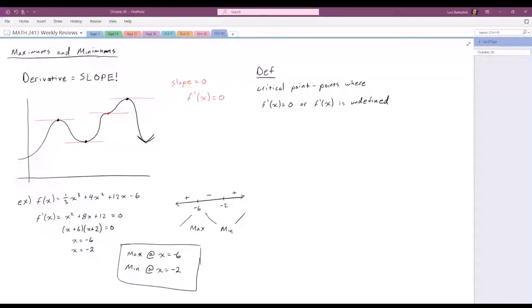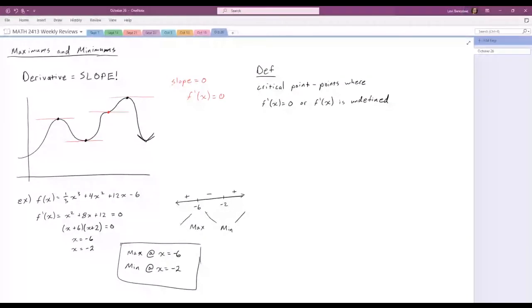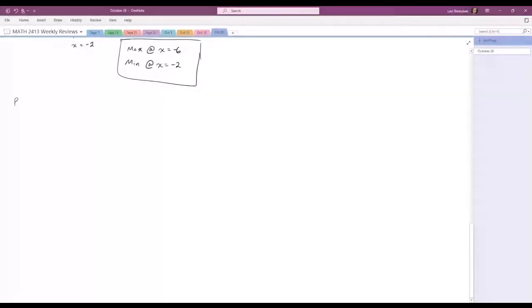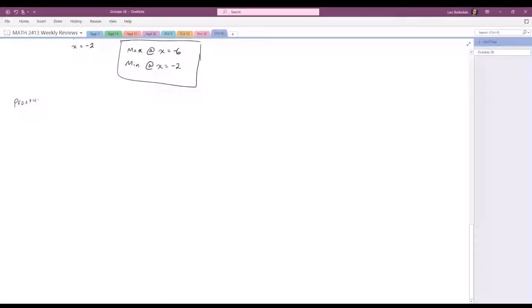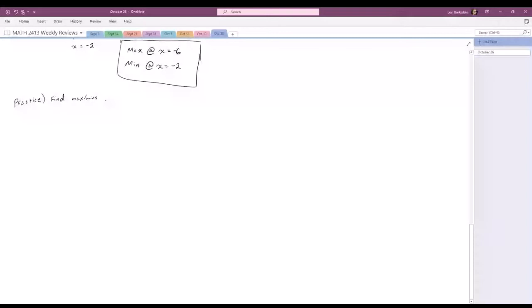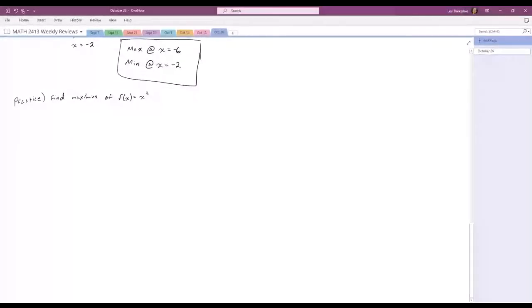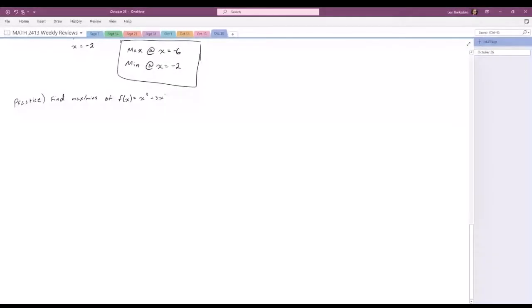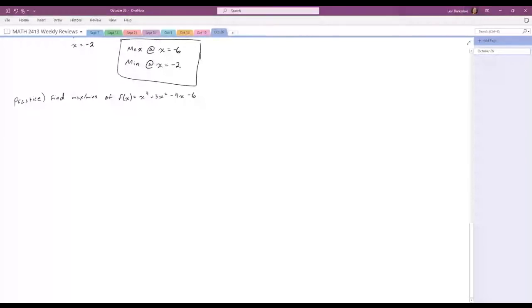In that case, let's go ahead and do a couple of practice problems. Well, actually, we'll just do one practice problem, and then we'll introduce the extreme value theorem. And I'll give you a couple of minutes to work on this.